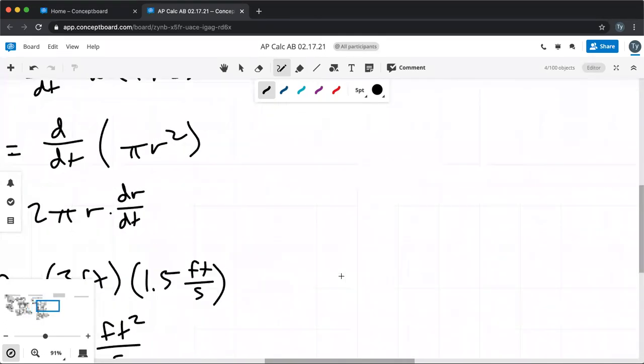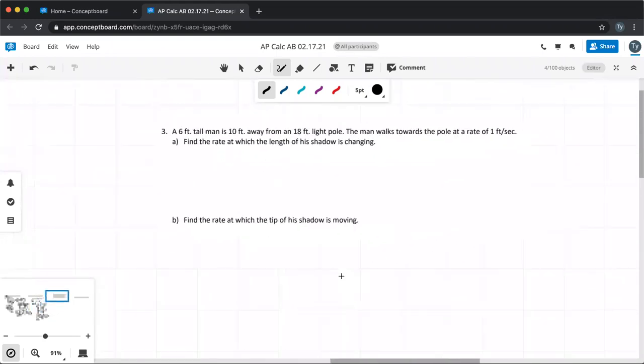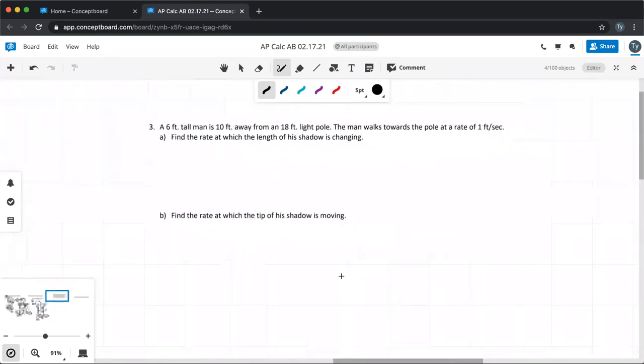Moving right along. All right, this is what I call a shadow problem. I always had trouble with these, so I'm going to take it slow. A 6-foot tall man is 10 feet away from an 18-foot light pole. Okay, lots of numbers. The man walks towards the light pole at a rate of 1 feet per second. We want to find the rate at which the length of the shadow is changing.